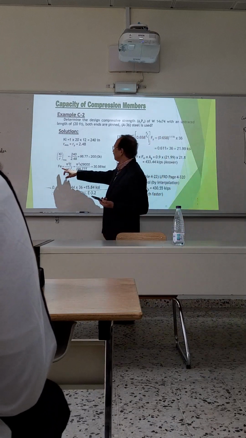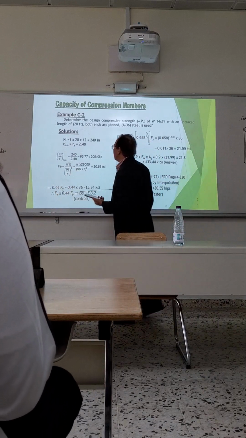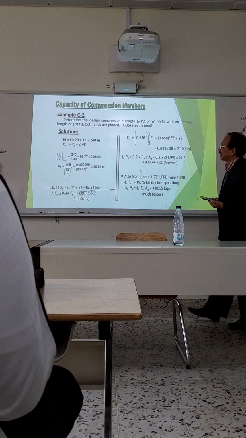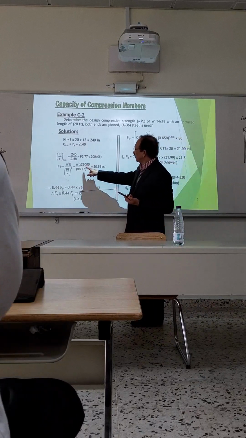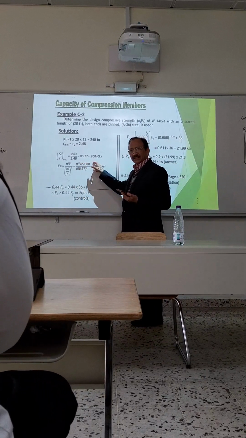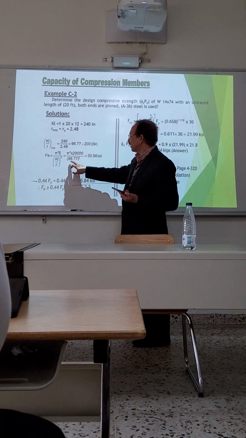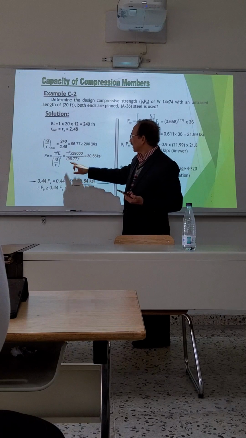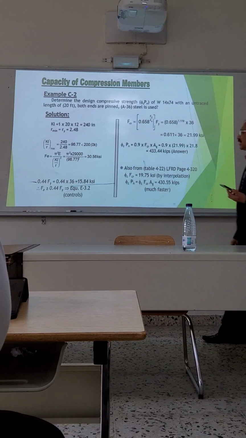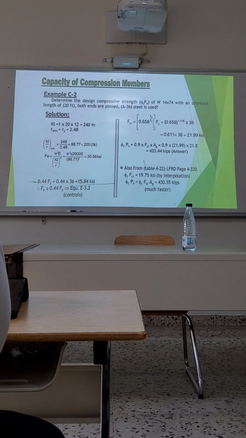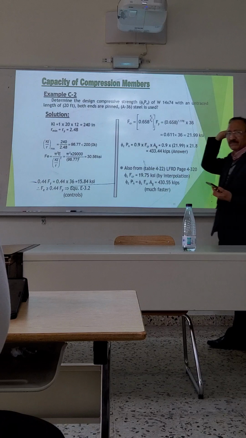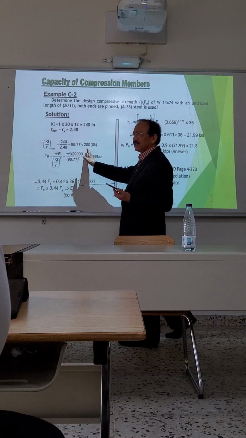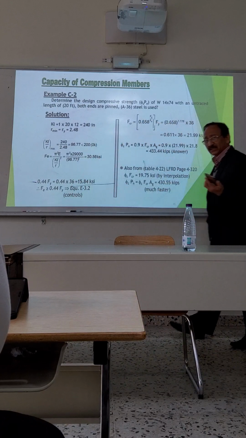So we apply here Fe is equal to pi square E over (KL by r) square. E is 29,000 ksi, the modulus of elasticity, and KL by r we have calculated here as 96.77. The modulus of elasticity will be given in the data sheet, 29,000 ksi.